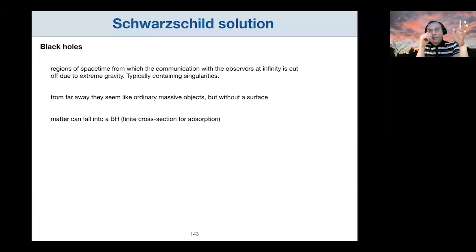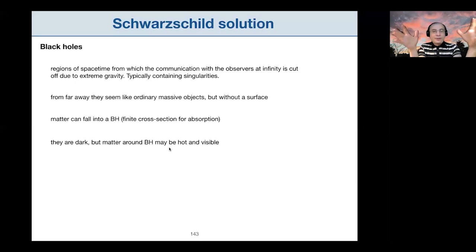Matter can fall into a black hole. It's not easy, just as it's not easy to fall into a massive object in Newtonian gravity. But in relativistic gravity, there is a finite cross-section for absorption of matter which falls into the black hole. And anything that falls in is trapped. The black holes are dark, but the matter around a black hole may be hot and visible. In fact, quite recently, it was possible, using radio astronomy, to make a very nice image of the matter around the black hole and what this region looks like. This is known as the black hole shadow. We don't have time to discuss in more detail how this works.